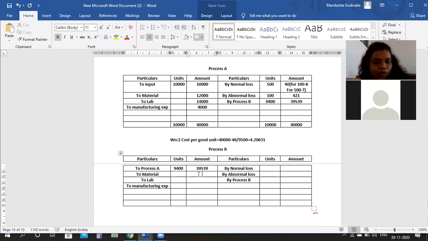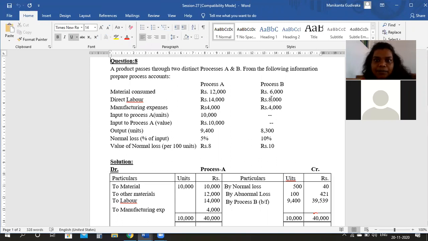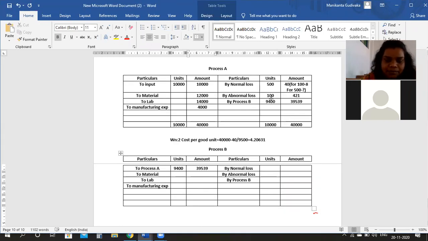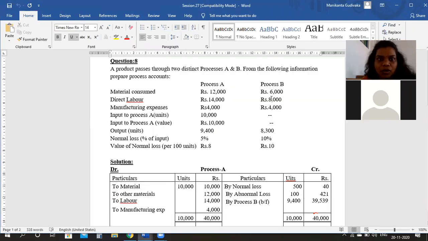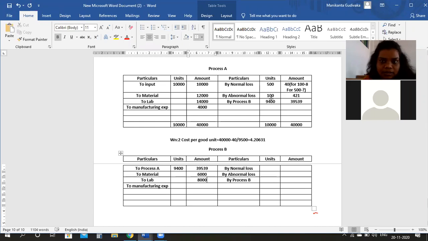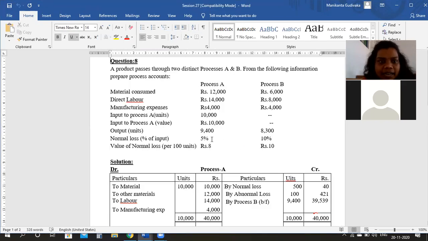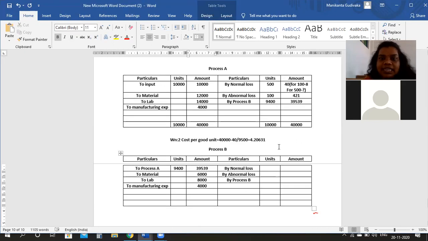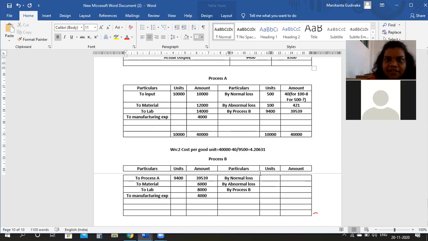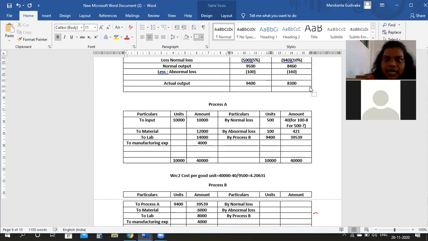That's it. So the material, what you have in process B, is 6,000. Please take 6,000. Then the labor charges, what you have is 8,000. Also, your manufacturing expenses are 4,000, right? 4,000, yes, 4,000, right? This is what it is. I don't think we have other expenses here also. All right. So the normal loss units, what we have here is 940. Yes or no?